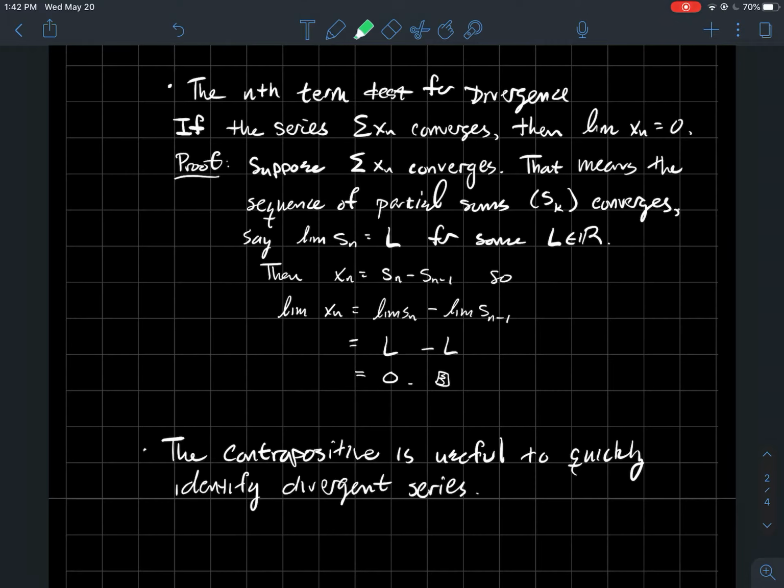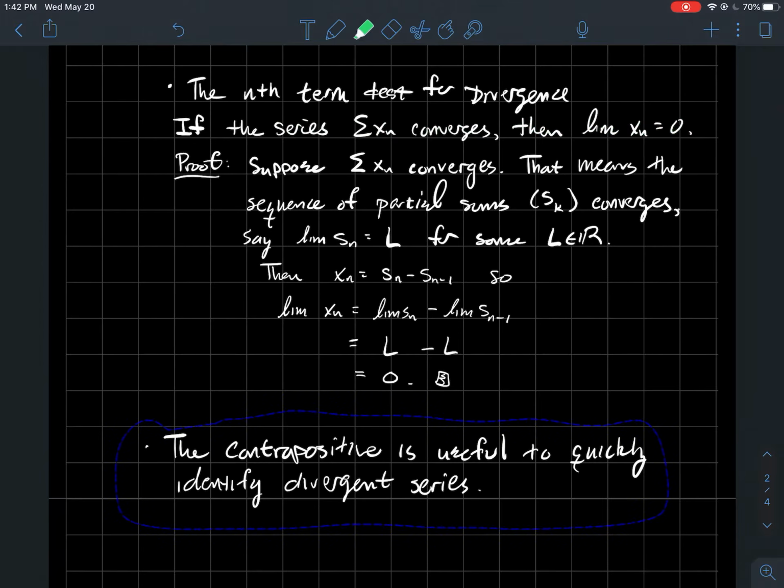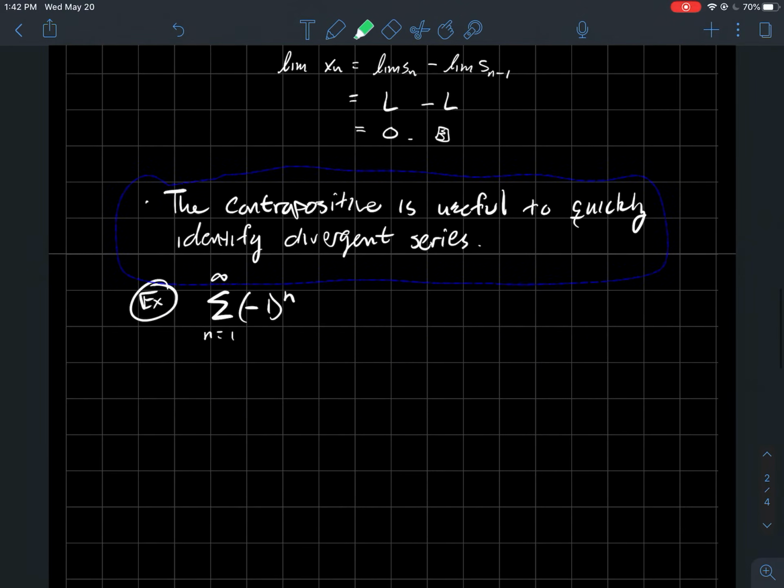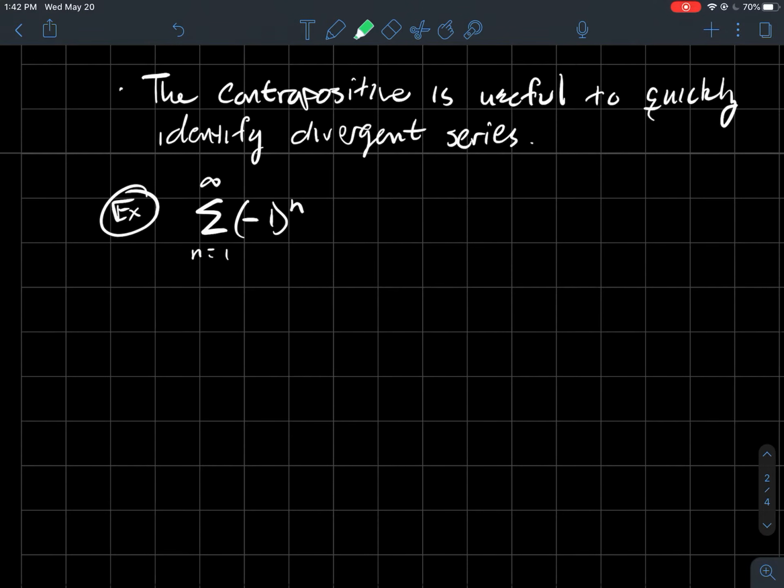So the contrapositive of the nth term test is a quick way to identify if you've got a divergent series on your hands. So what would the contrapositive of this be? Well, it would be if the limit of the sequence that generated the series, if the limit of the xn's is not 0, then you could conclude that the series is divergent. And so how would we use this then? Let's say that I have this series here, minus 1 to the nth power, and I'm adding all these up. So this would look like minus 1, plus 1, minus 1, plus 1, etc., right? What does that add up to?